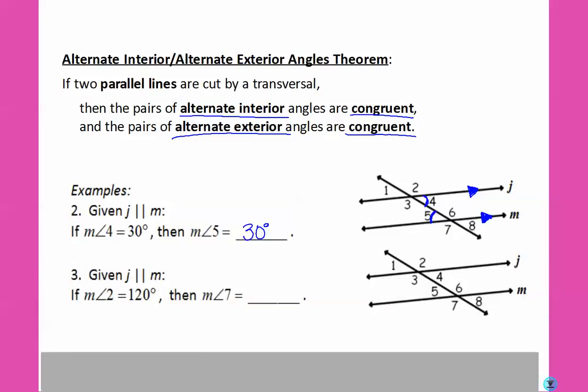If we're given that J is parallel to M, and the measure of angle 2 is 120 degrees, then the measure of angle 7, those are alternate exterior angles, so they're congruent, so the measure of angle 7 is 120 degrees.